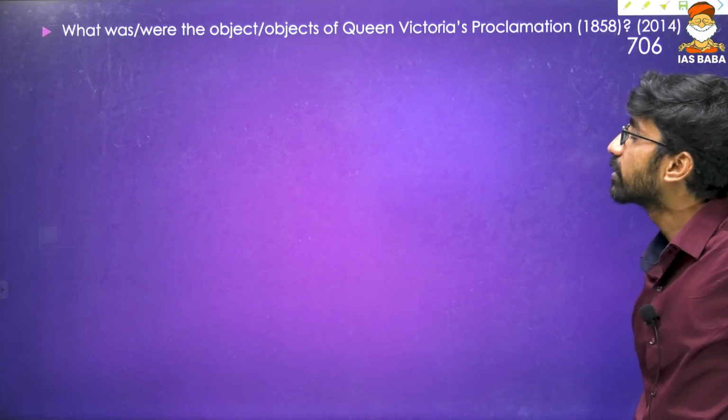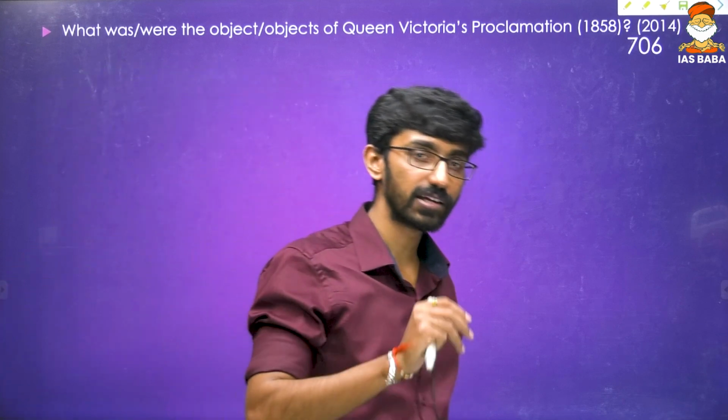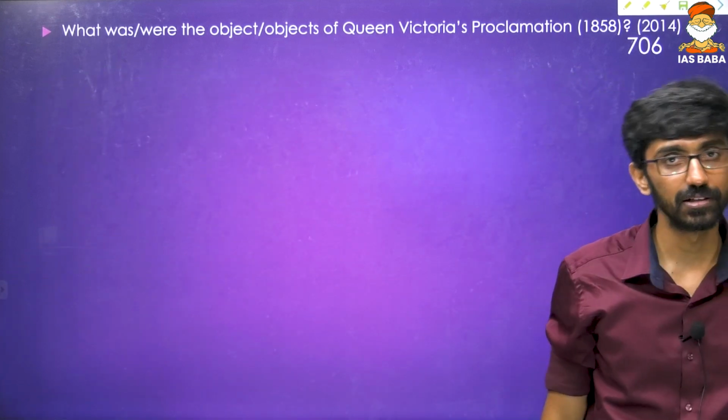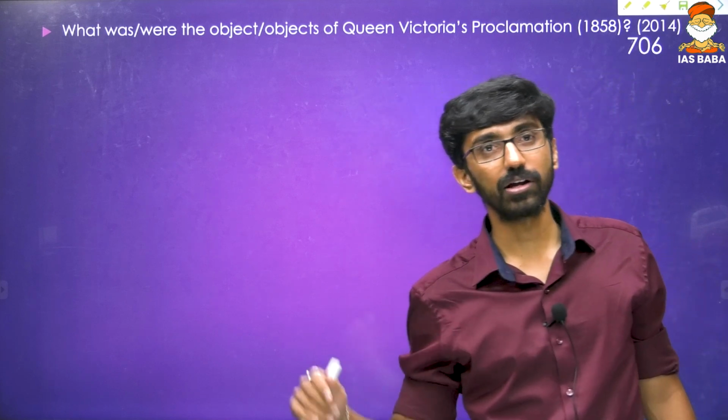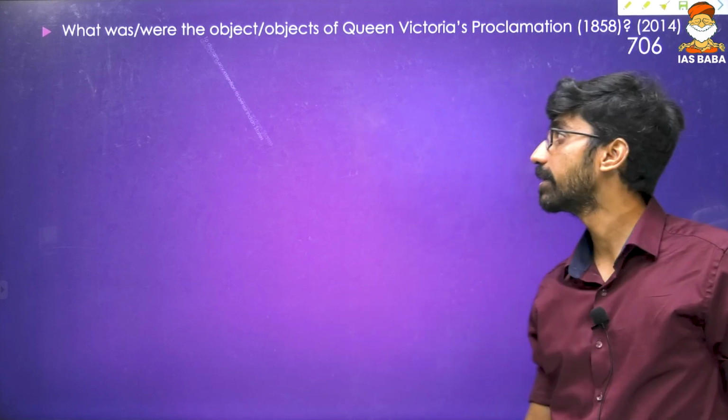And then what was the object or objects of Queen Victoria's proclamation? These are British policies which were asked. British policies question, we can say education policy asked, civil services policies, one question was asked. Education policy, actually 3 questions were asked about the educational institution. Okay, now Queen's proclamation 1858.